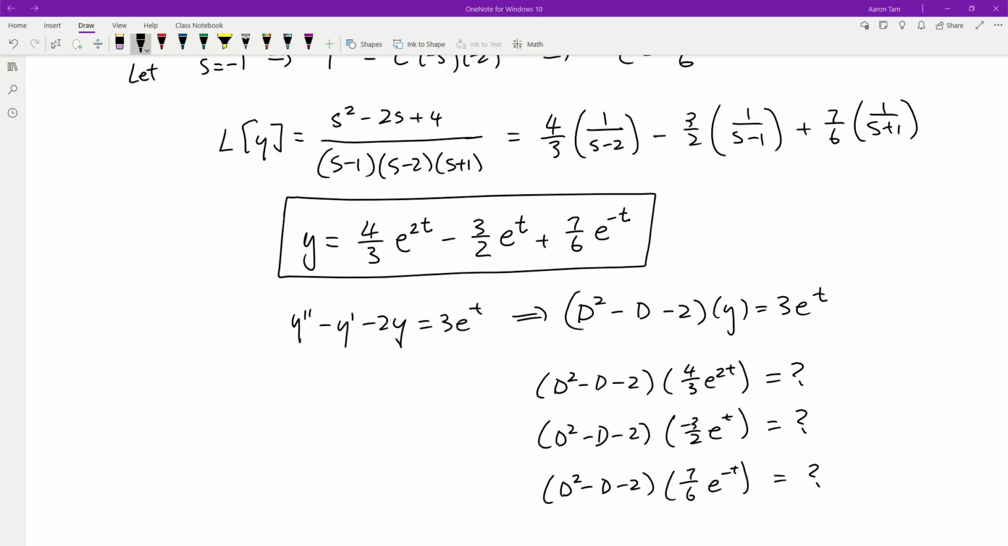So if I'm looking at this correctly, since our differential operator is d squared minus d minus 2, that implies that our characteristic equation is this. And that gives us 2 roots, which are 2 and negative 1. And so that identifies the 2 homogeneous solution terms as e to the 2t and e to the negative t. Therefore, these 2 things must come out to be 0, because they are the 2 homogeneous solutions. And therefore, this one must come out to be what f is.